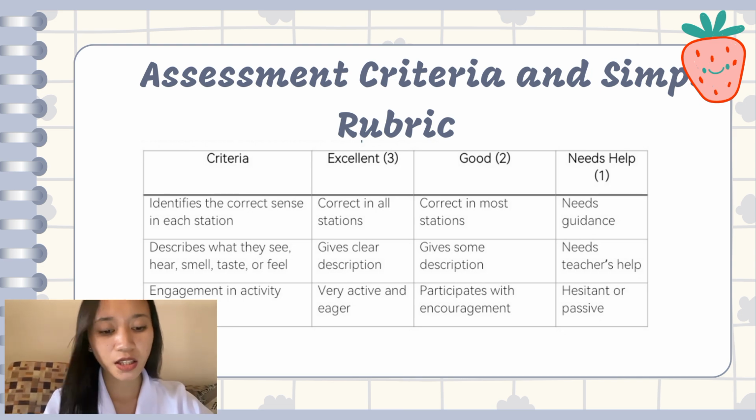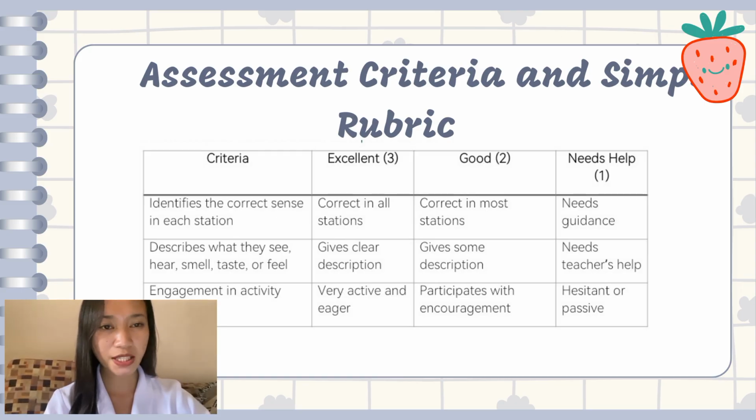Second is describes what they see, hear, smell, taste, or feel. 3 if it gives clear description, 2 if it gives some description, 1 if needs teacher's help. Next is engagement in activity. 3 if the child is very active and eager, 2 if the child participates with encouragement, and 1 if the child is hesitant or passive.